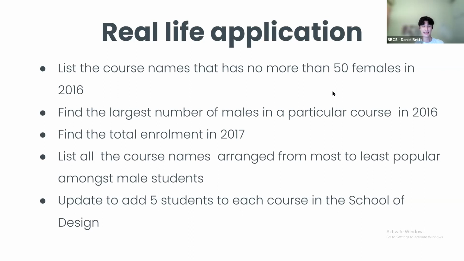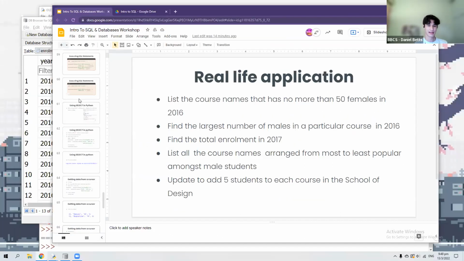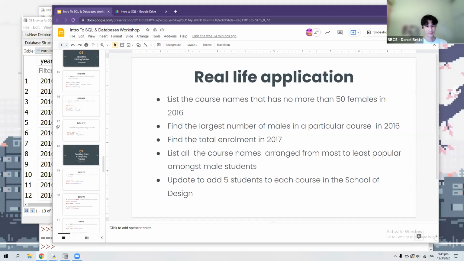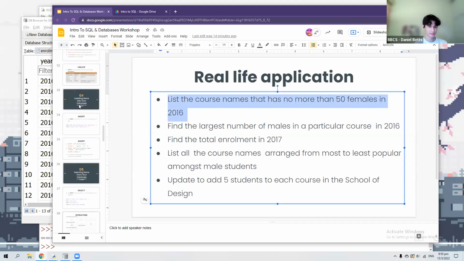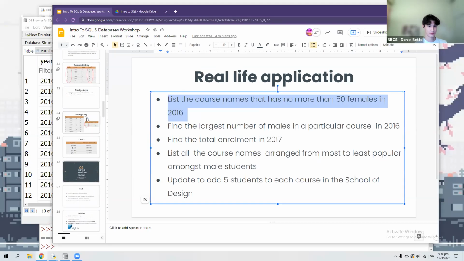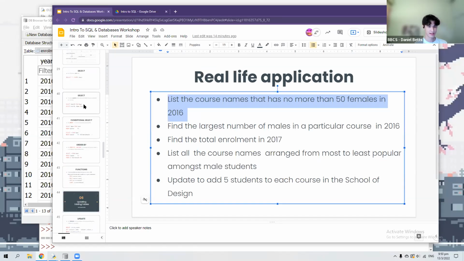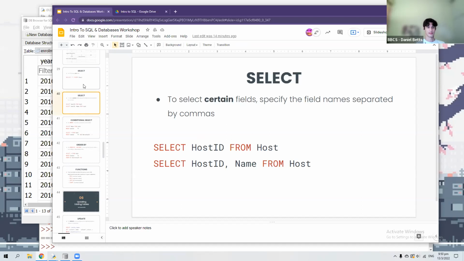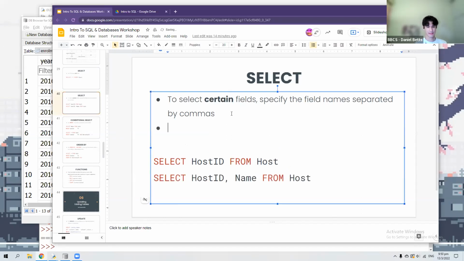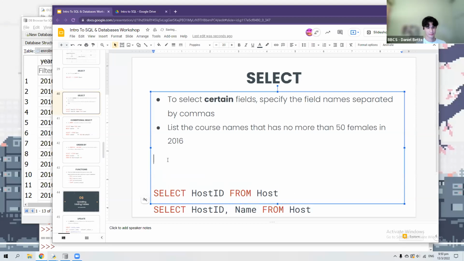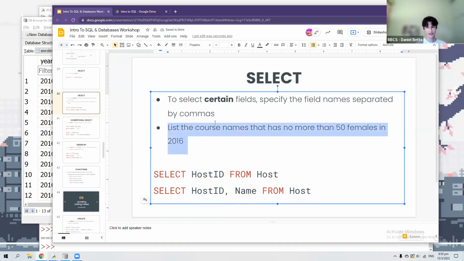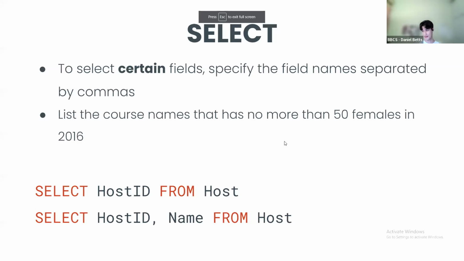And if you remember, it's actually a select statement. So I'll go back to that select slide and have you guys have a look. Okay, I'll just copy this. Sorry, let me look for the select. There you go. So I'll paste it below. So y'all can try out this question. And I'll give you guys about 2-3 minutes to try out. So it's list the course names that have no more than 50 females in 2016.